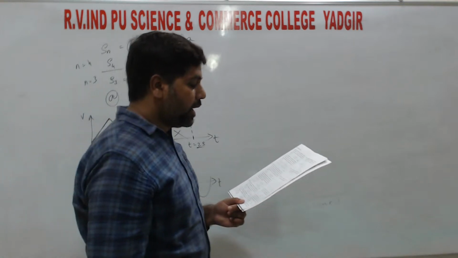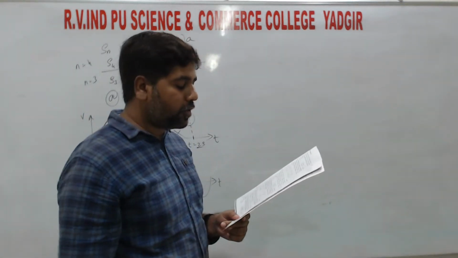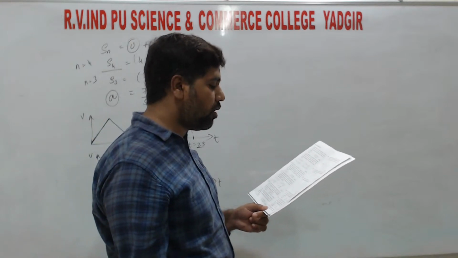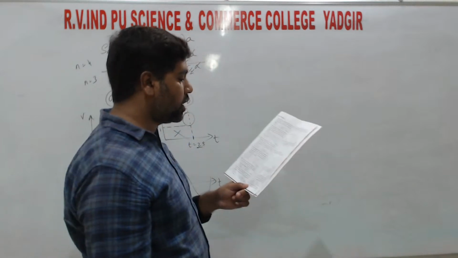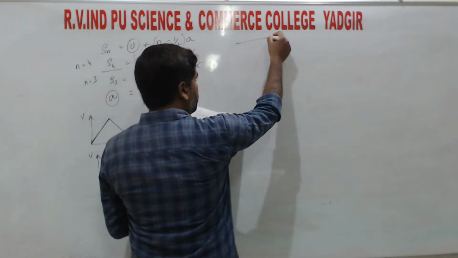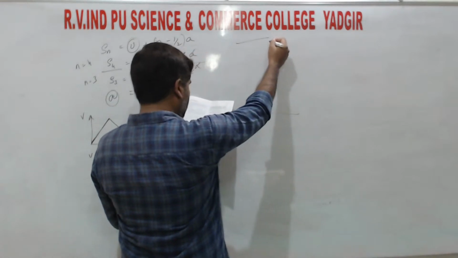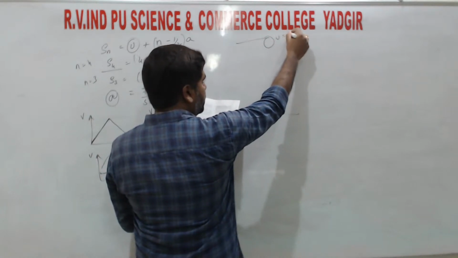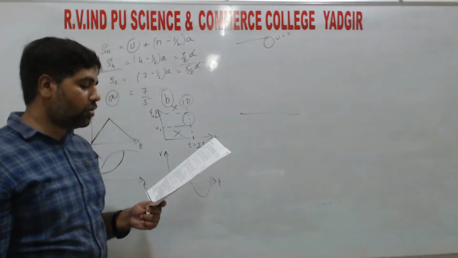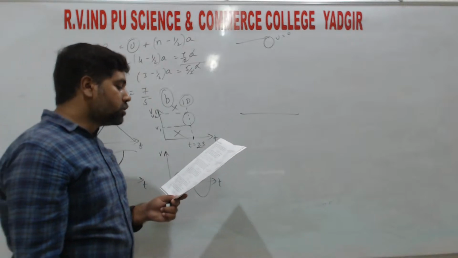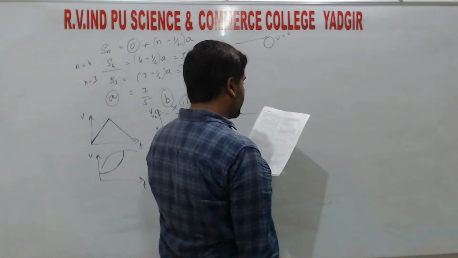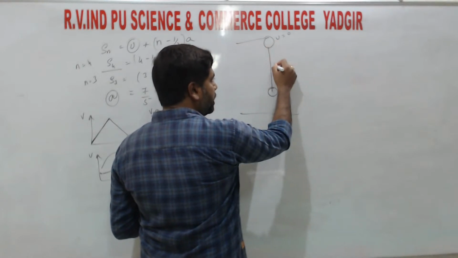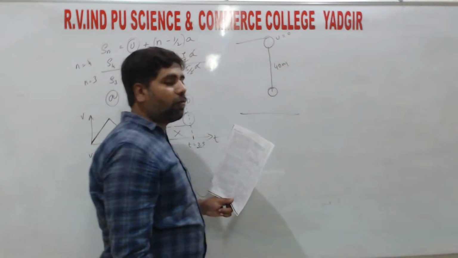Next, a body dropped from the top of a tower falls through 40 meters during the last 2 seconds of its fall. The height of the tower is? From the top of the tower, a ball is dropped, so its initial velocity is 0, right? It falls through 40 meters during the last 2 seconds of its fall. From here to here, the distance covered is 40 meters.